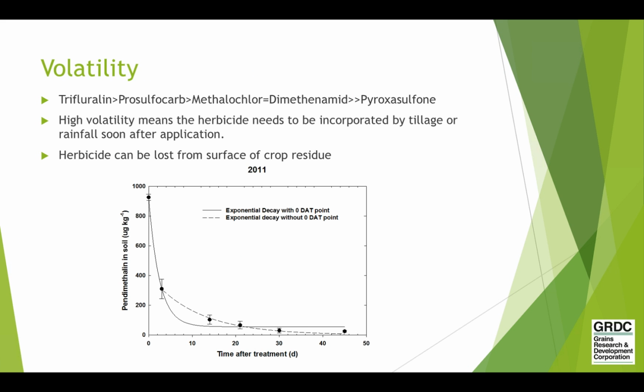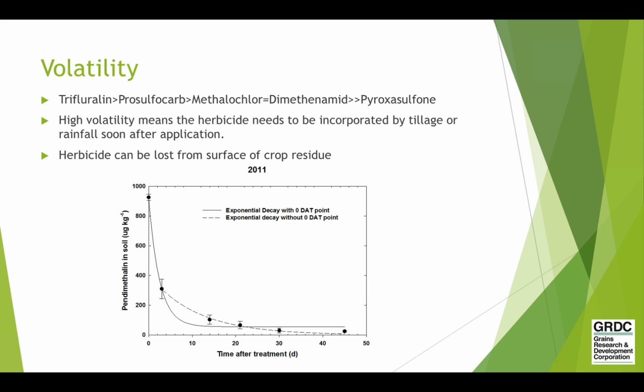So let's look at the effect of volatility. If we look at this, we see that trifluralin is greater than prosulfocarb, which is very similar to metolachlor and dimethenamid, and all of these are much greater than pyroxasulfone. This high volatility means that these herbicides, the ones that are highly volatile, need to be incorporated by tillage or rainfall rapidly or very soon after application. And that the herbicide can also be lost from the surface of crop residue. If the crop residue intercepts these herbicides and they're laying on the surface, if they're volatile, they could leave that crop residue surface just through the volatility.